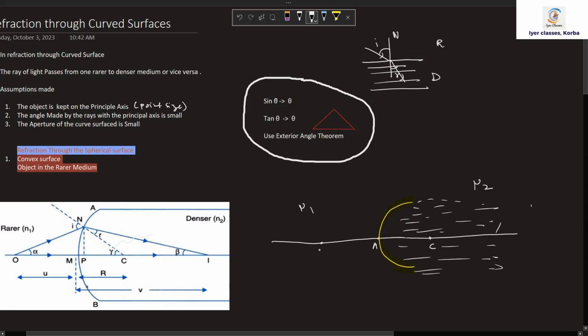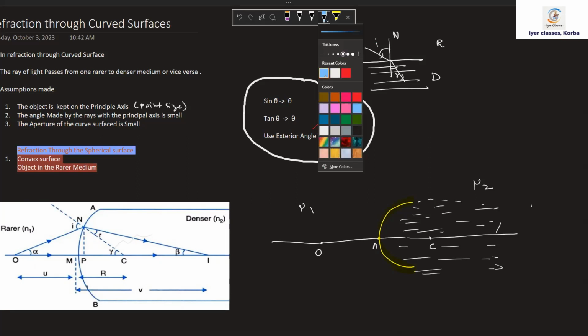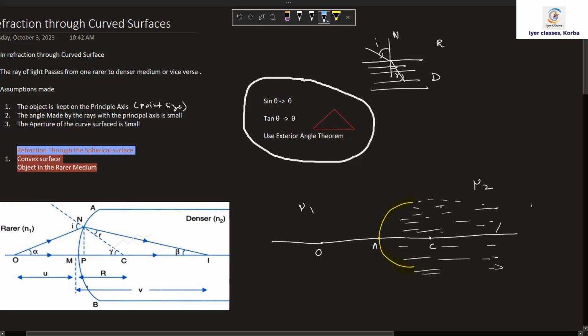Now I'm going to keep this point-sized object here on the principal axis. How do I draw the normal? In order to draw the normal, if it is any curved surface, you have to take the center of curvature, and from the center of curvature you draw a line, and this will be called the normal. Now, where should the ray from the object strike? It should be a single straight ray. I'm not considering all the rays, I'm considering one single ray. There will be an infinite number of rays coming out of this point, but I'm going to consider only one ray which goes and hits at this point, say A.